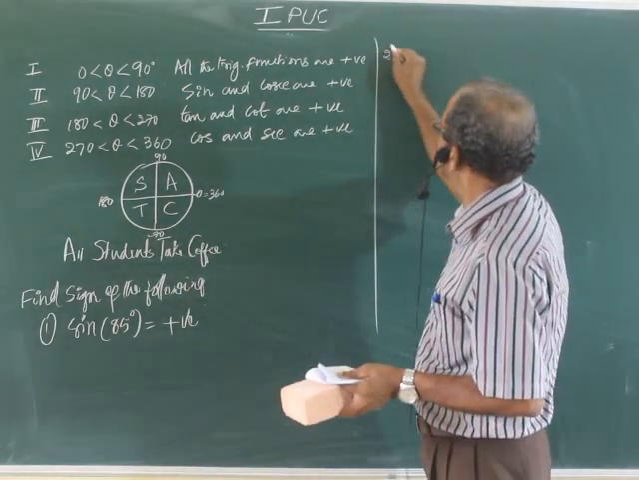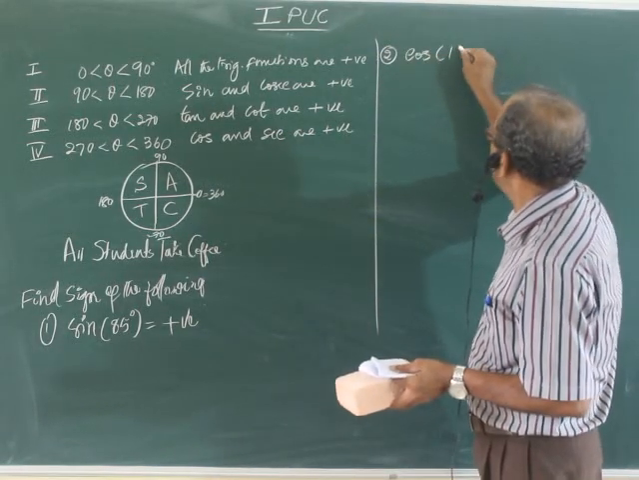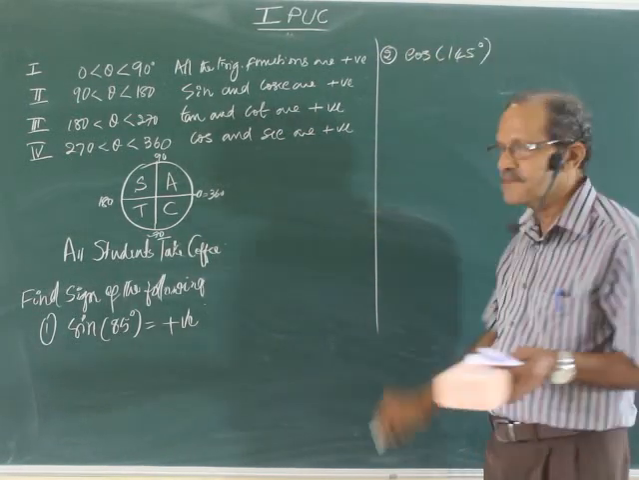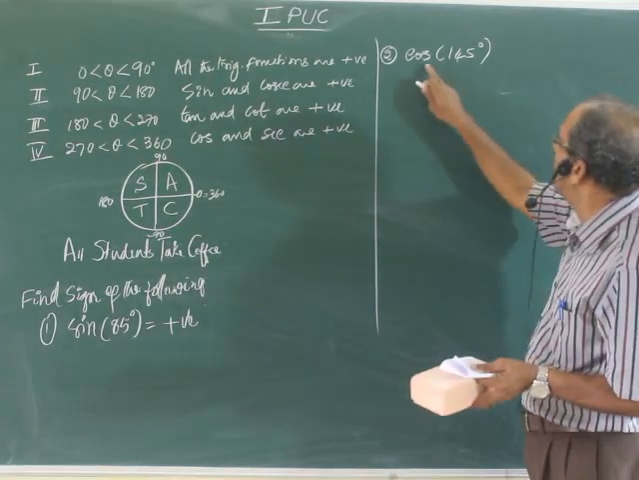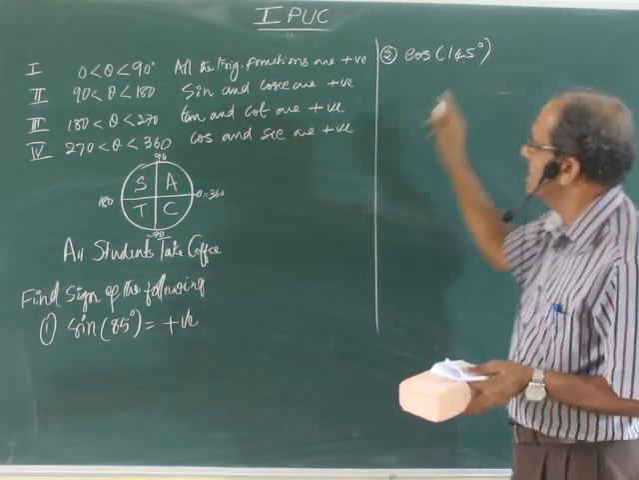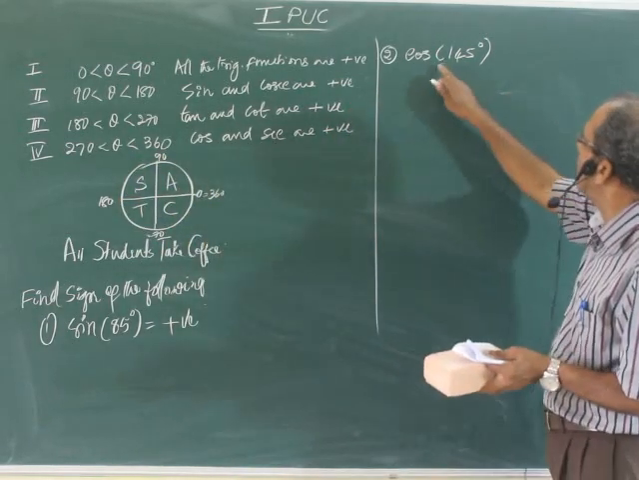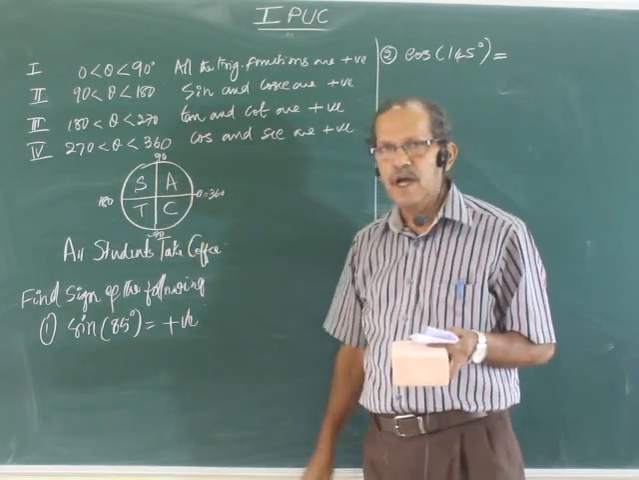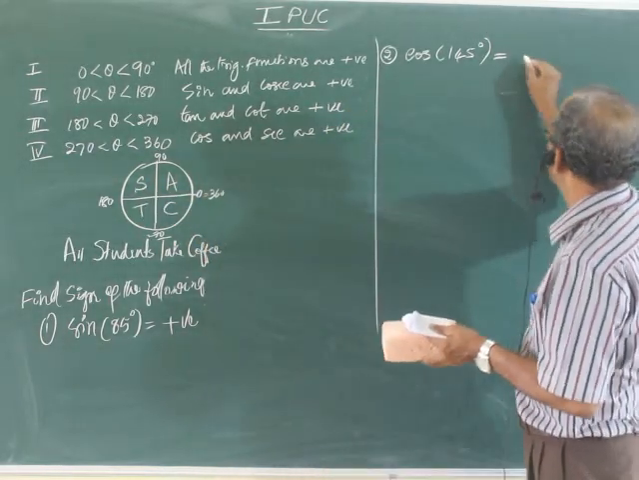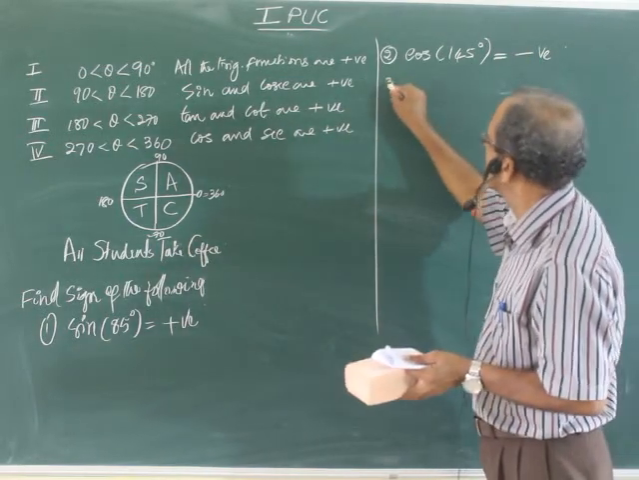Second one, cos 145 degree. Clearly the quadrant is second, greater than 90, less than 180. In the second quadrant, sine and cosecant are positive, and the remaining four functions are negative. It is minus.